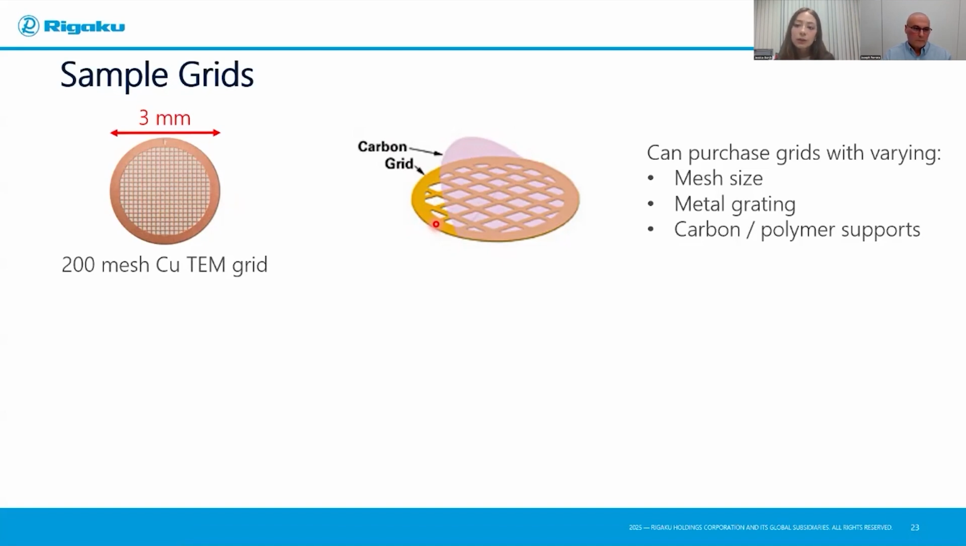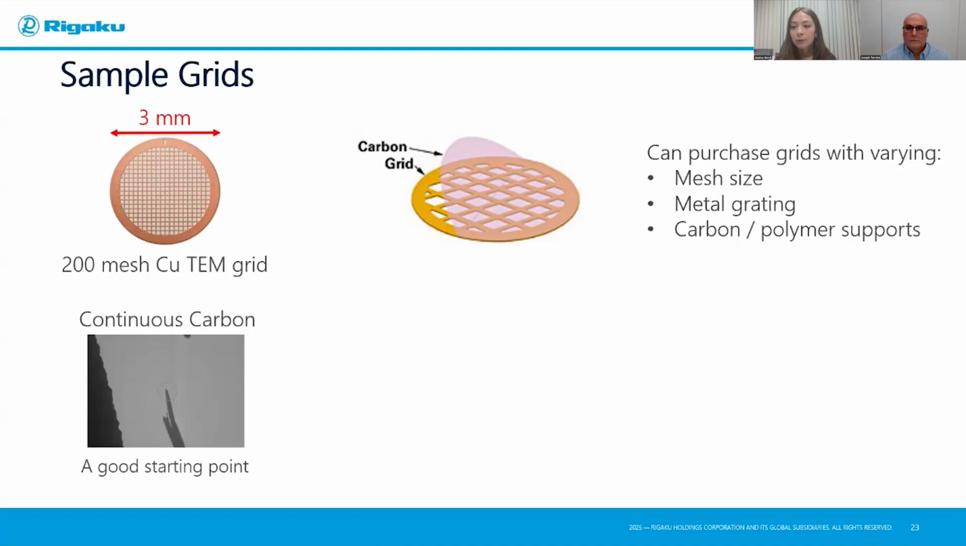With these grids, you can purchase a variety of mesh sizes and types of metal, as well as different types of support. I would say the most common ones are going to be 200 mesh copper grids, and frequently the thing that you'll vary would be the polymer support. So I'll go through a couple of the most common ones here. The first of which is continuous carbon, which is great for a variety of particle sizes, and you can get really thin supports with very little background, so these are oftentimes a good starting point.